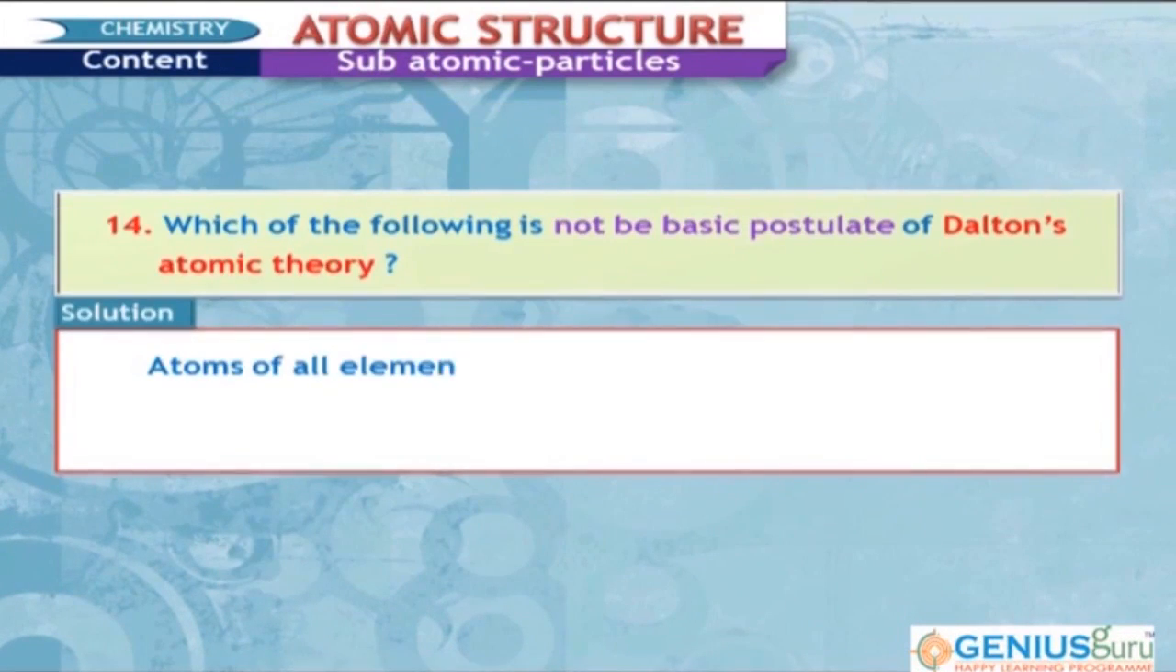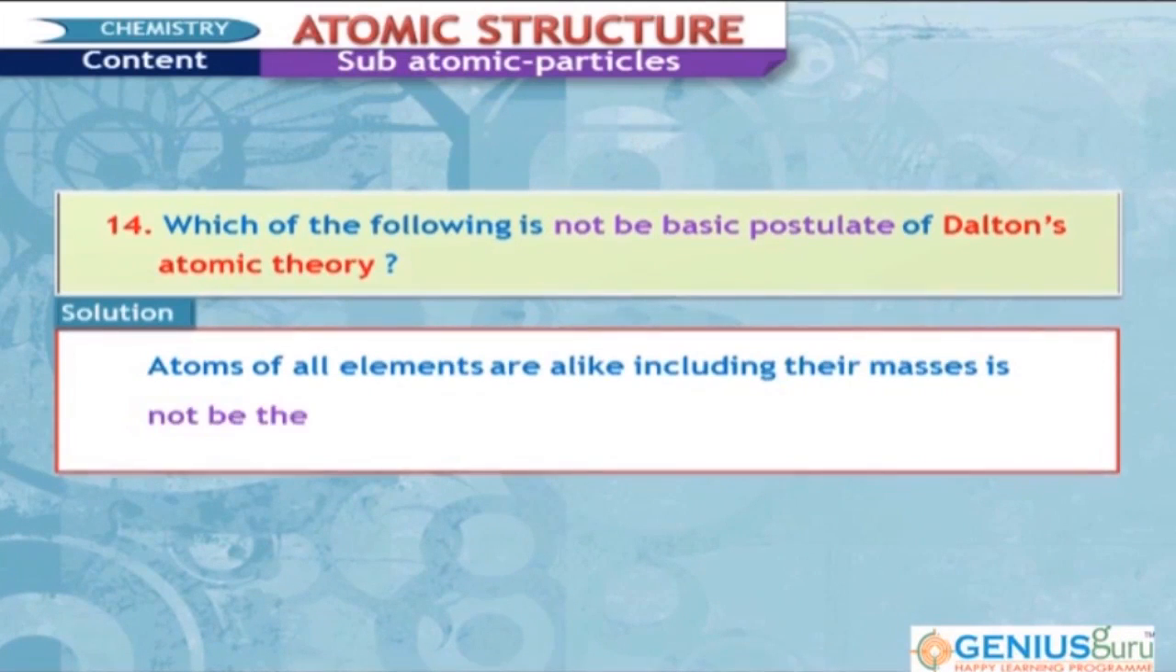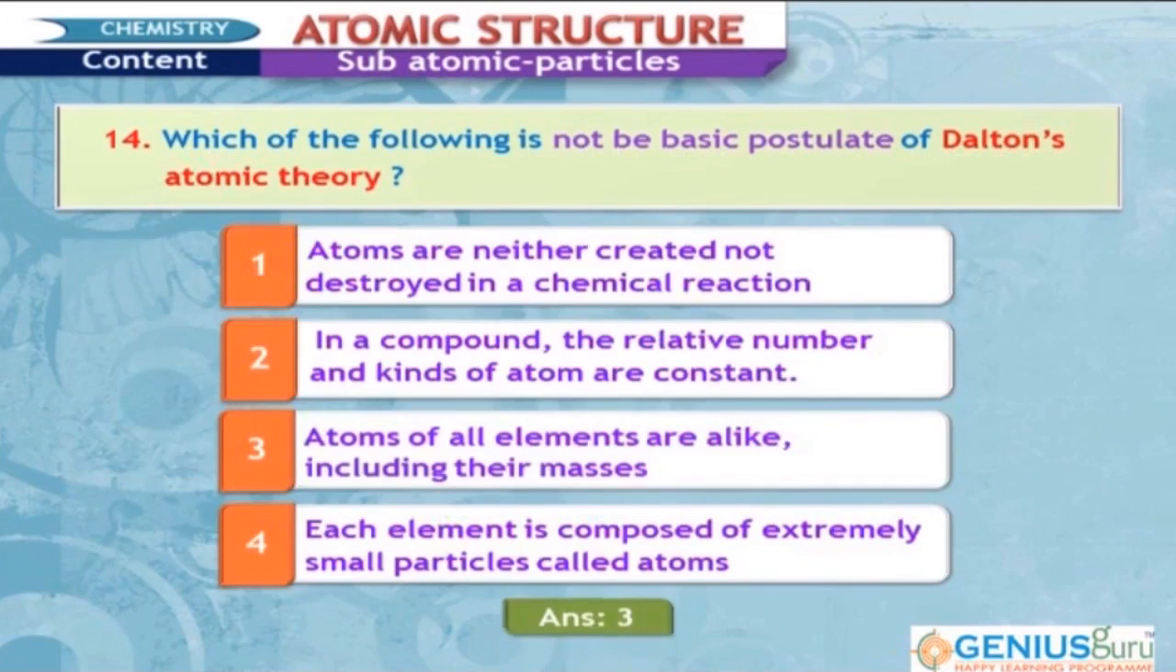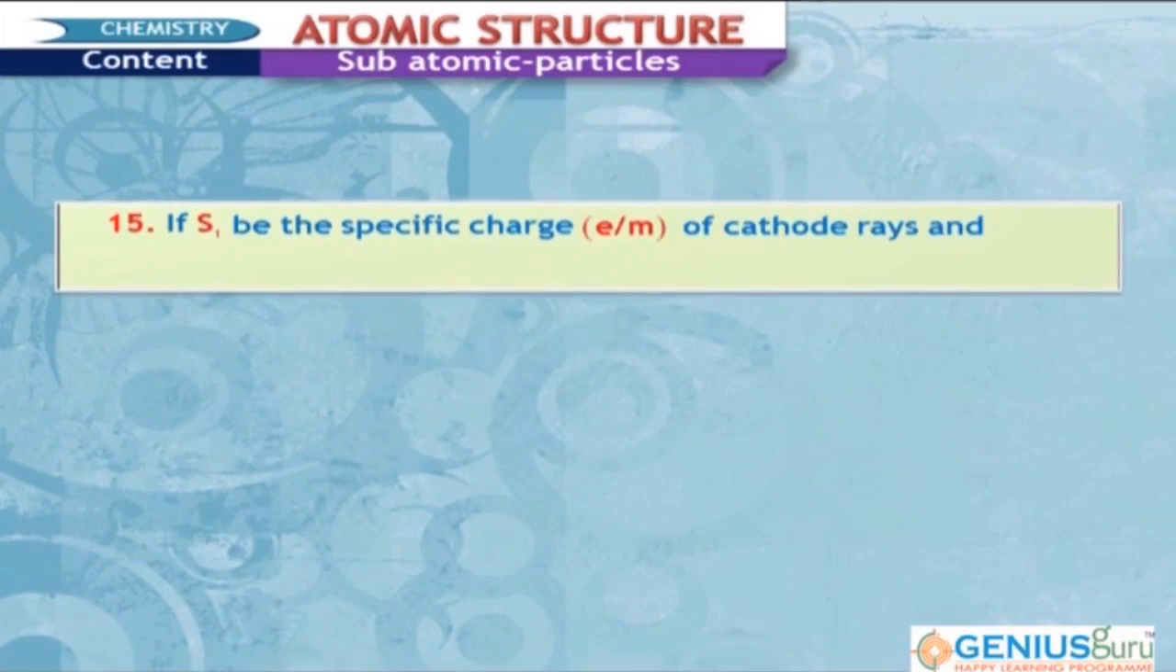So, according to the Dalton atomic theory, atoms of elements are alike, but their masses are not the same. So therefore, correct option is 3. The next question is, if S1 be the specific charge, which is e/m of cathode rays, and S2 be that of the positive rays, then which is true?